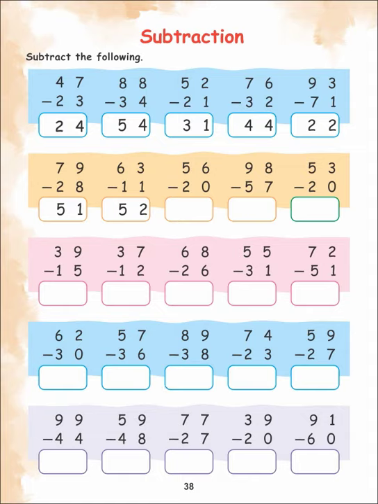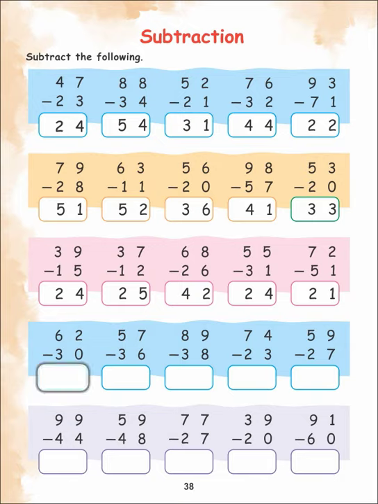56 subtract 20, 36. 98 subtract 57, 41. 53 subtract 20, 33. 39 subtract 15, 24. 37 subtract 12, 25. 68 subtract 26, 42. 55 subtract 31, 24. 72 subtract 51, 21.